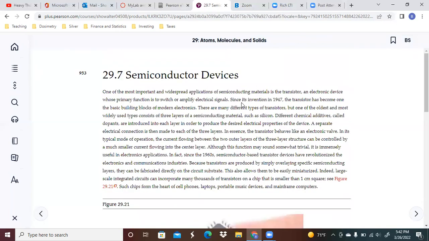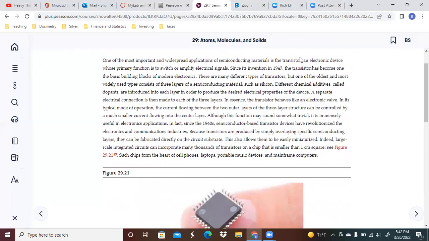So one of the most important and obviously widespread applications of semiconductors is the transistor. It's an electronic device whose primary function is to switch or amplify electrical signals. Since 1947, the transistor has become the basic building block of modern electronics. There are many different types of transistors, but one of the oldest and most widely used types consists of 3 layers of semiconductor material such as silicon.